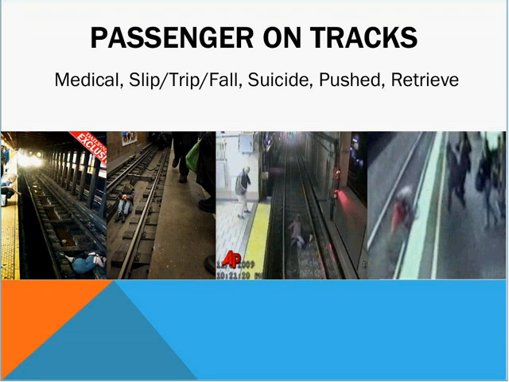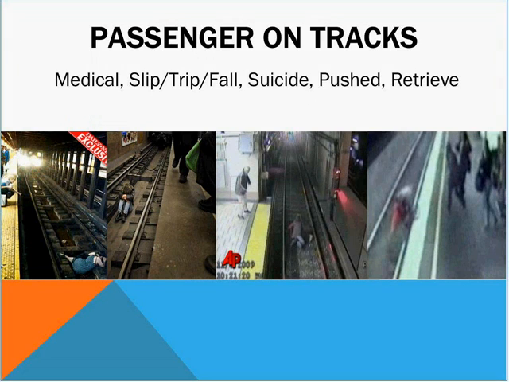Okay. Let's now talk about the passengers on track. This is an actual picture that was taken by passersby of passengers that have fallen from the platform onto the track or just went onto the track and sat there. And the picture on the right is a miracle.